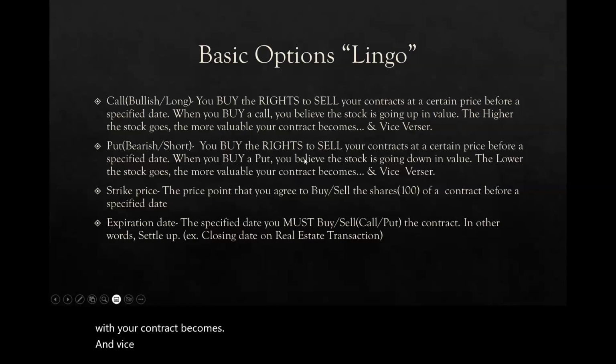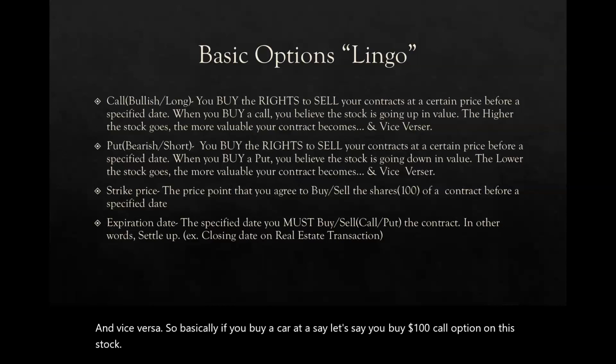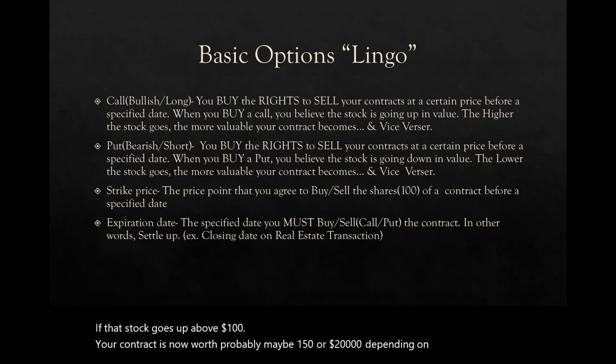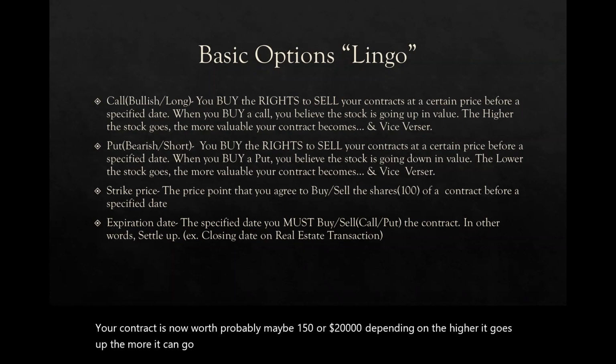So basically, let's say you buy a $100 call option on the stock at the $100 strike price. If that stock goes up above $100, your contract is now worth probably maybe $150 or $200, depending. The higher it goes up, the more it can go. A $100 contract can turn into $1,000 profit if it goes up high enough, right? And just like I said, vice versa.